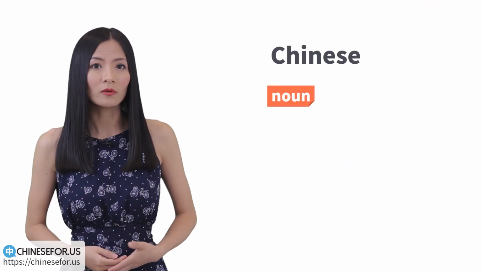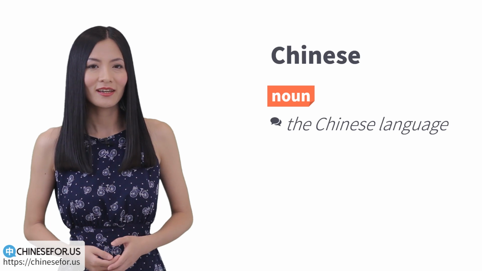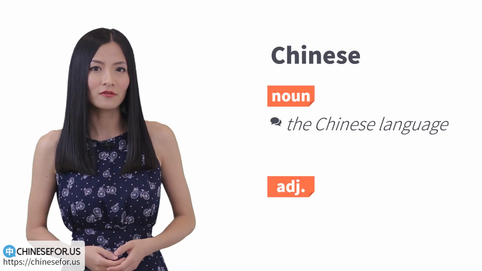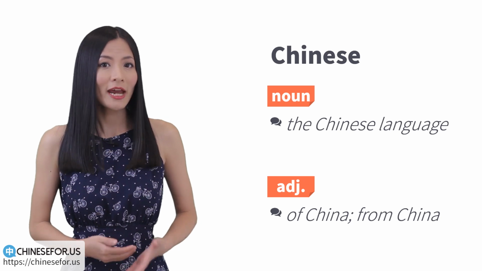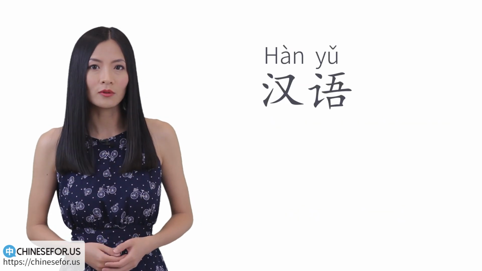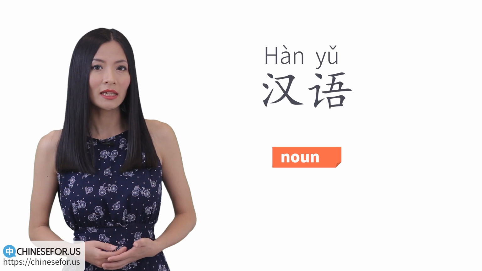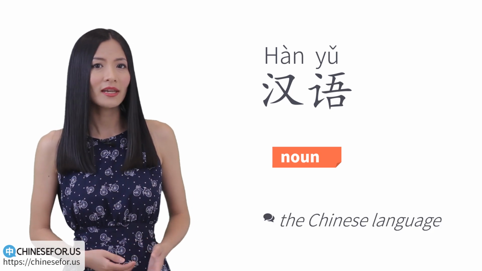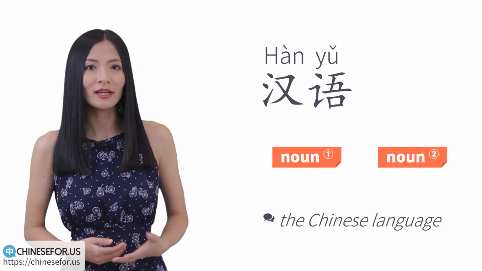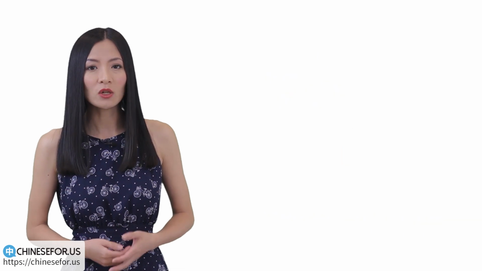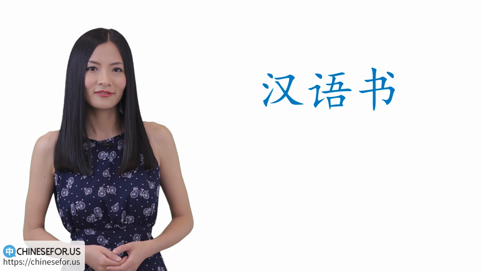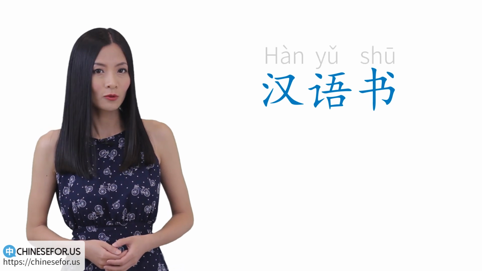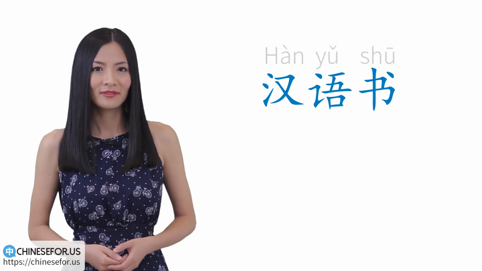So in English, Chinese could be a noun, meaning the Chinese language, and it can also be an adjective, meaning of or from China. In Chinese, 汉语 is always a noun, meaning the Chinese language, but it can also be put before another noun to modify it. So we can say 汉语书, Chinese book.